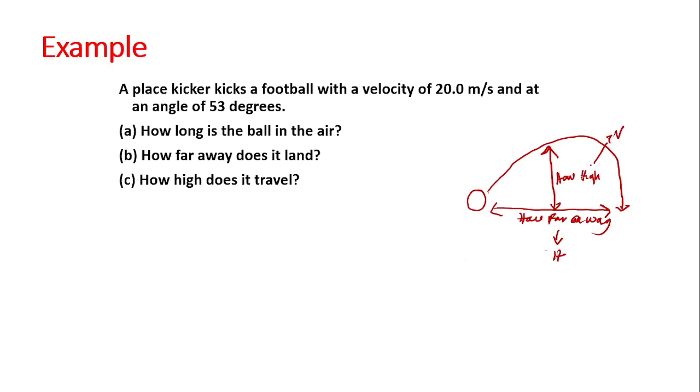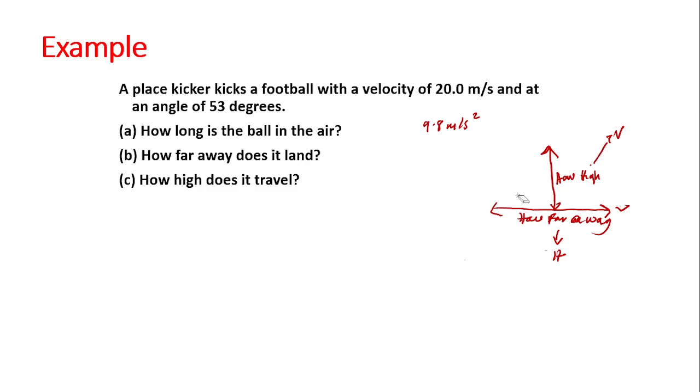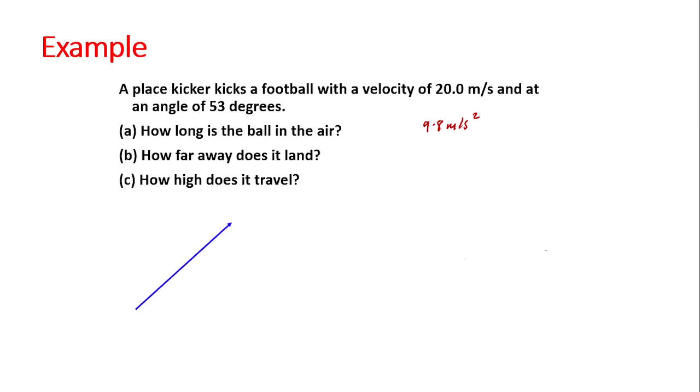Now, there is hidden information they haven't given us. And that hidden information is simply the what? The 9.8 meters per second squared. That's the only hidden information these questions normally don't show. So after you understand this, you'll be able to gather the information.